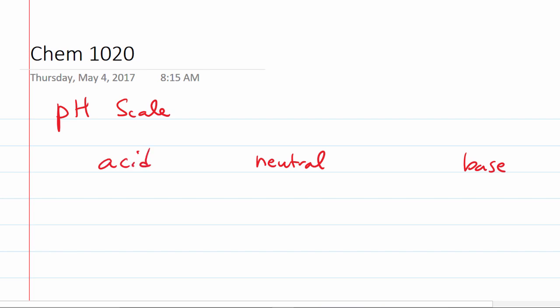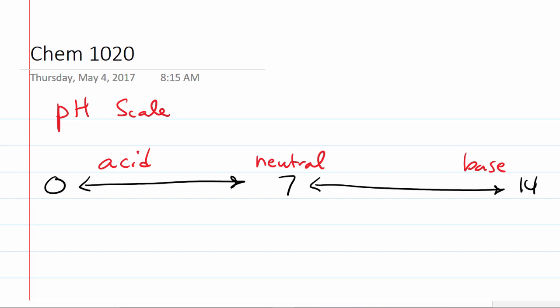If you write down these pHs, once again, on the pH scale, sitting here in the middle is going to be a neutral pH. Out here we will say that these represent a base. Out here we will say these represent an acid. So a neutral pH again is 7. pH values can go down to 0, and anything in this range is going to be an acid. And then pHs can go up to 14. Anything in this range here would be a base.